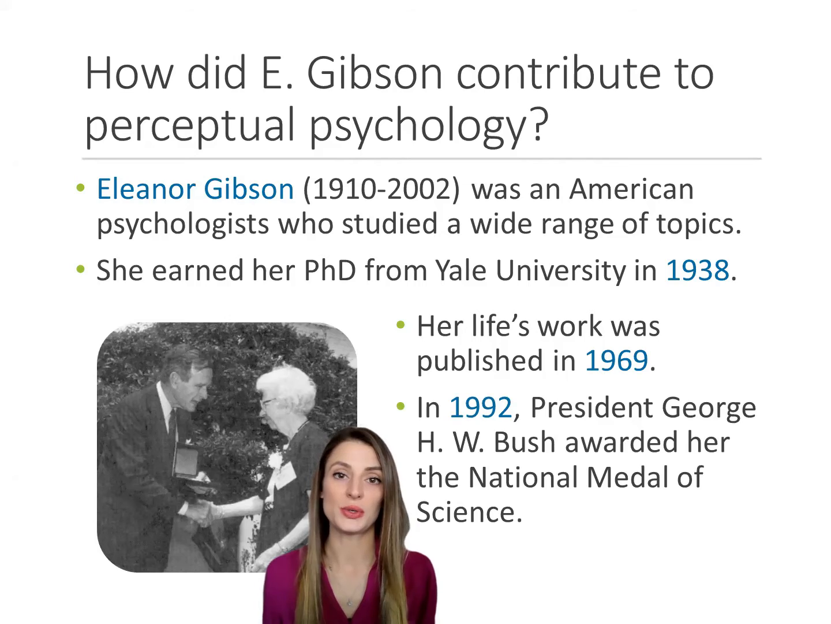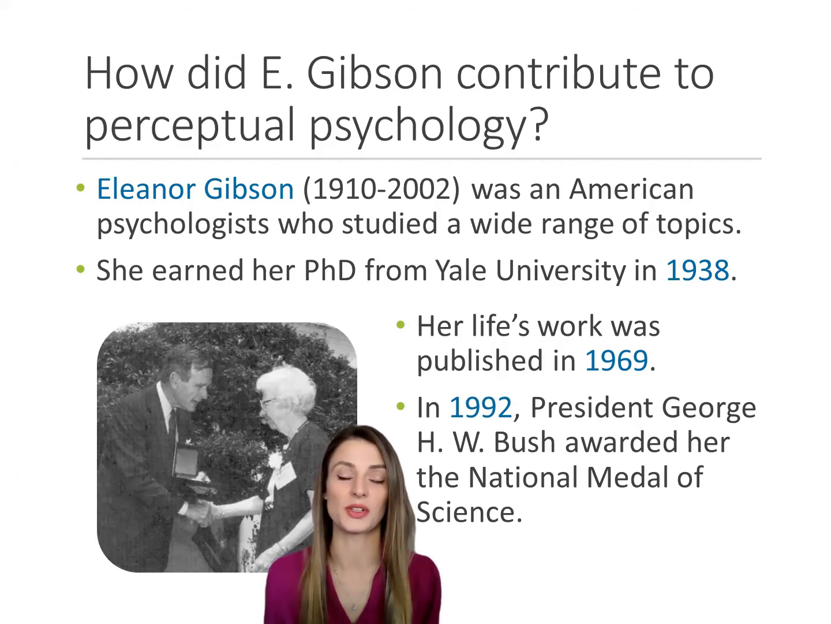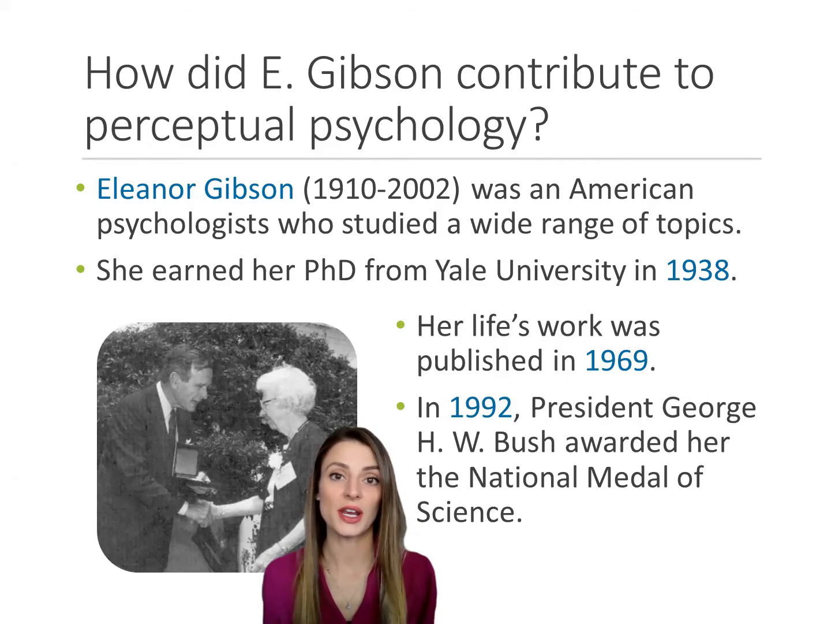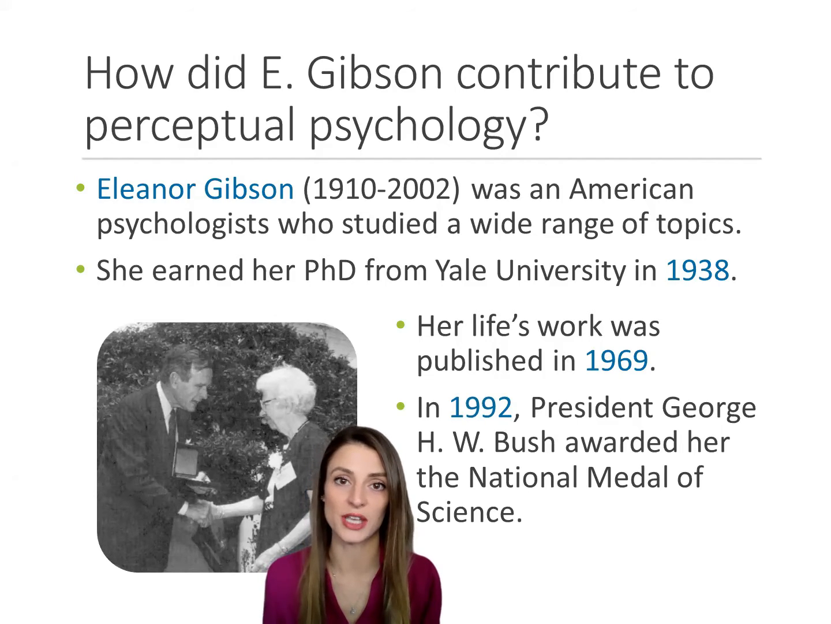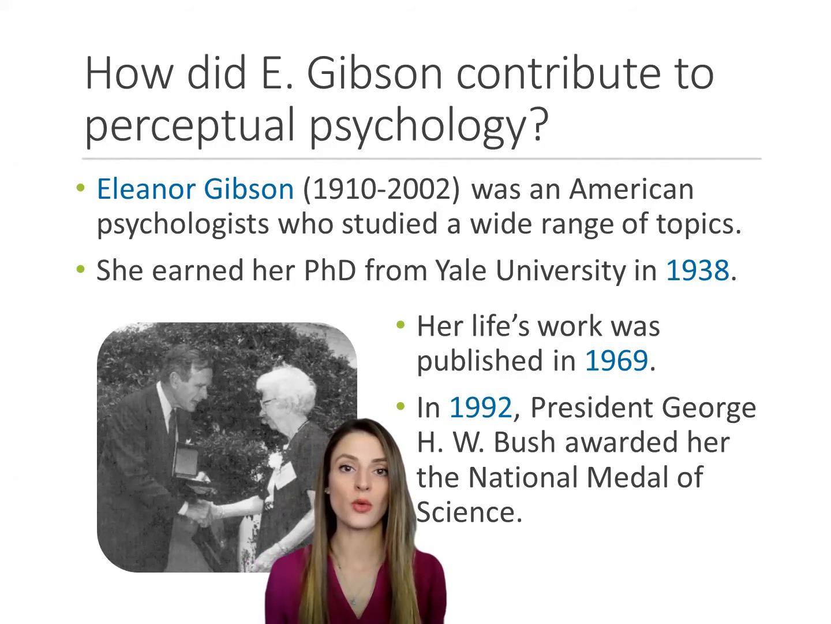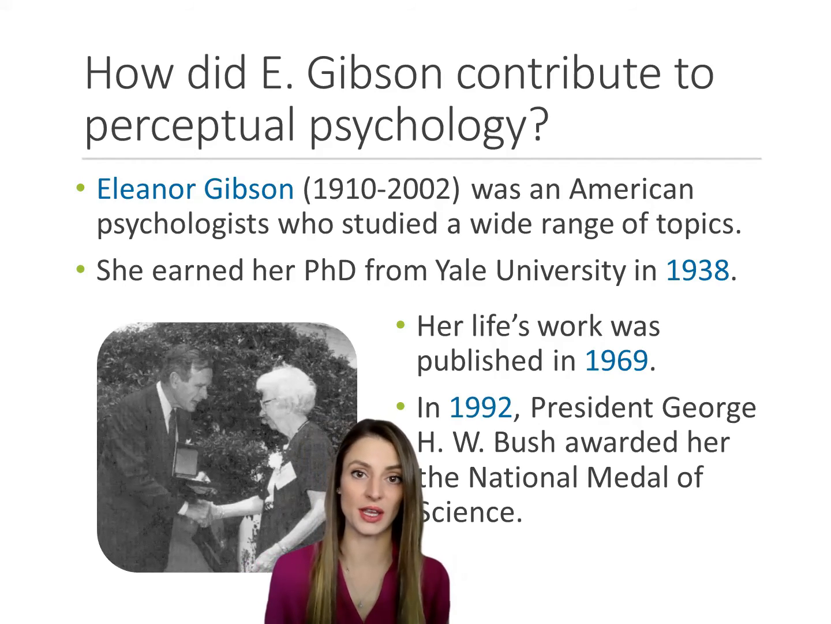In 1932, James and Eleanor met at Smith College and eventually were married. She went on to make a name for herself in the subfield of perceptual psychology. She studied a wide variety of topics, but is best known for some of her work in visual perception. She earned her PhD from Yale University in 1938. In 1949, the couple moved to New York State so that James could start teaching at Cornell University.